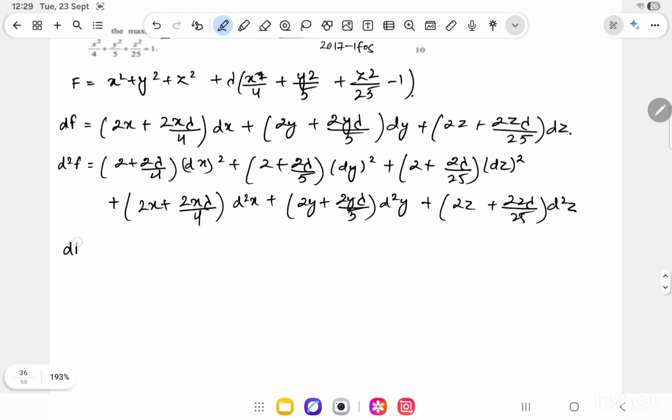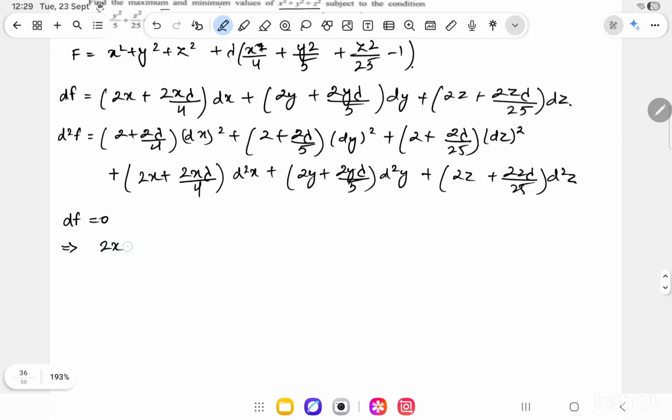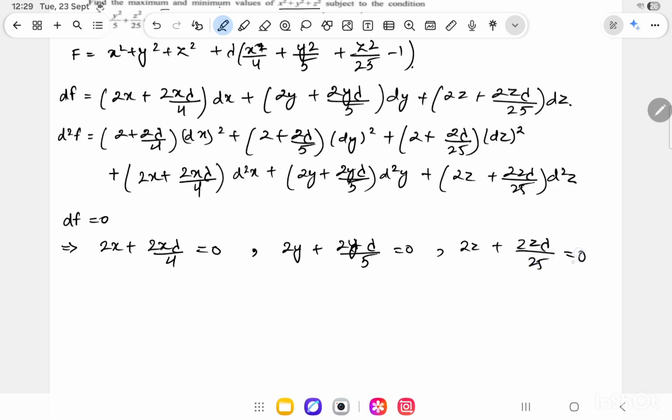Now to check the critical points, let's equate df with 0. So that will basically give me 2x + 2xλ/4 = 0. So from here I'll get either my x is equal to 0, this is the one condition, and the other condition will be basically 2y + 2yλ/5 = 0, and another is 2z + 2zλ/25 = 0. Now let's name these equations as 1, 2 and 3.